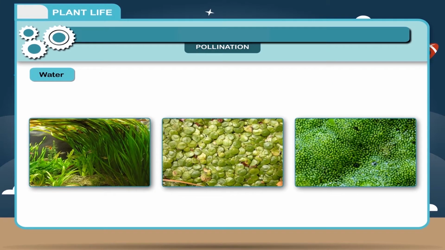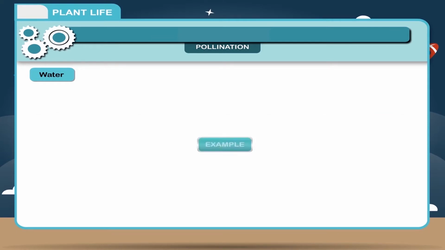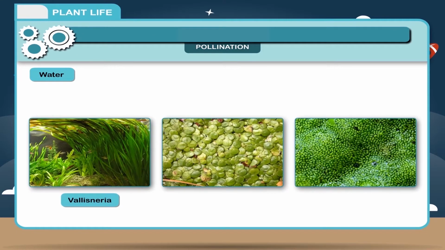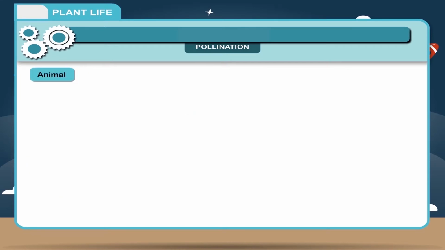Water. Pollination through water is common in most aquatic plants. Example, Vallisneria, Lemna, Wolffia, etc. In such plants, pollen grains of a flower reach the stigma of another flower through water medium.